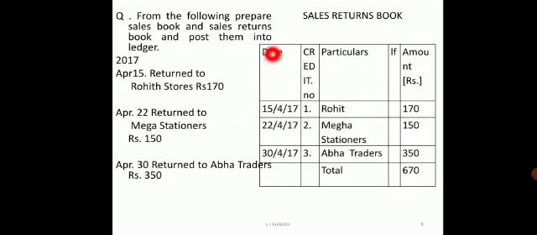Now the remaining transactions, that is on 15th we have returned to Rohit Traders. So in sales returns book I have to write sales returns on 15 Rohit 170. Next we have returned to Megha Traders, so on 22nd Megha Stationaries 150, and 30th we have returned goods to Abha Traders 350. The total of the returns amounts to 670. So our sales and sales returns books are over.